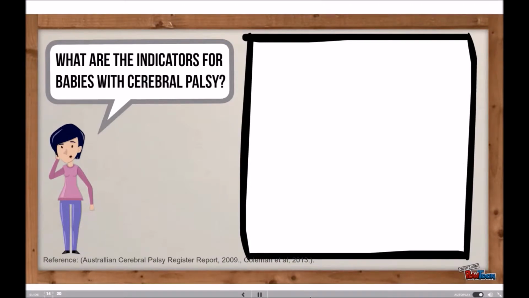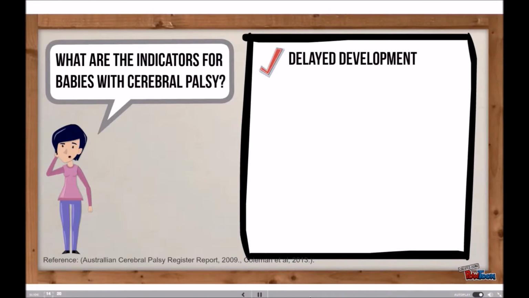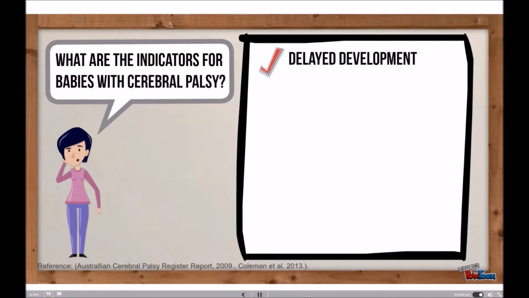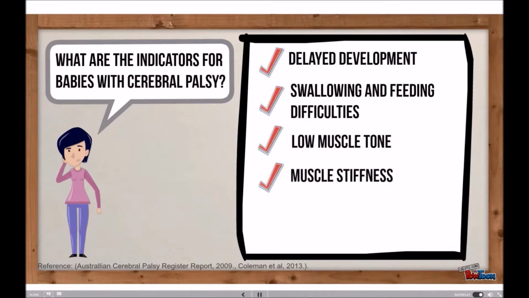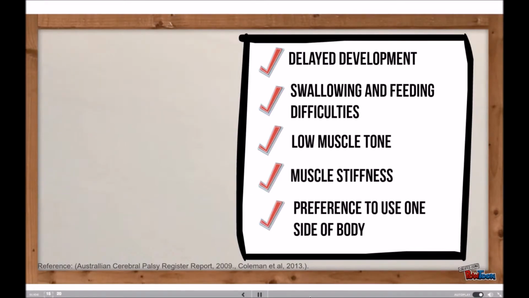Some signs that might indicate cerebral palsy are listed here. If your child has delayed development, for example, they cannot sit up or independently roll over by 6 months, they are not walking by 12 to 18 months, or not speaking in simple sentences by 25 months, this might be a sign of cerebral palsy. A baby with cerebral palsy might also have difficulties with feeding and swallowing, or feel excessively floppy or stiff when picked up. If you suspect that your child has any of these signs, you should seek assistance from a GP.